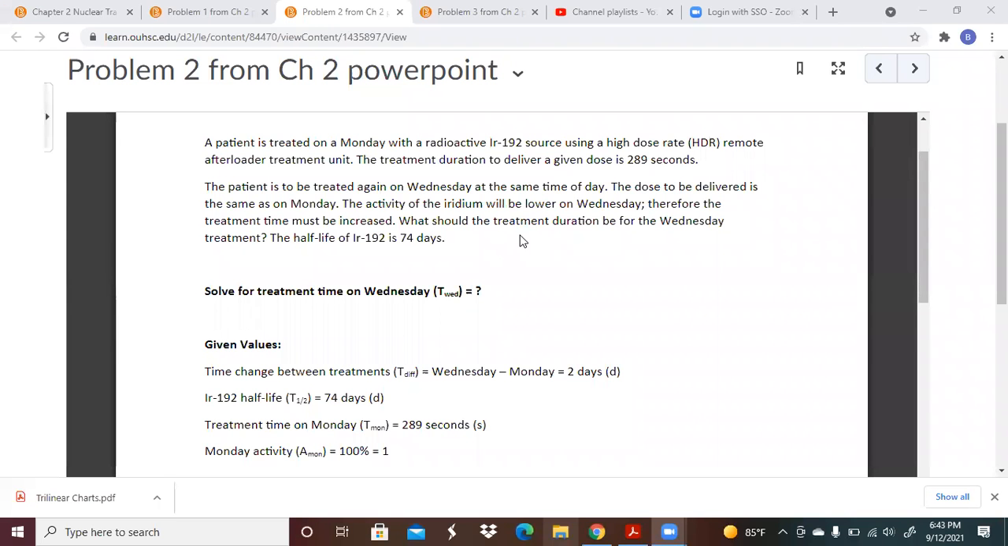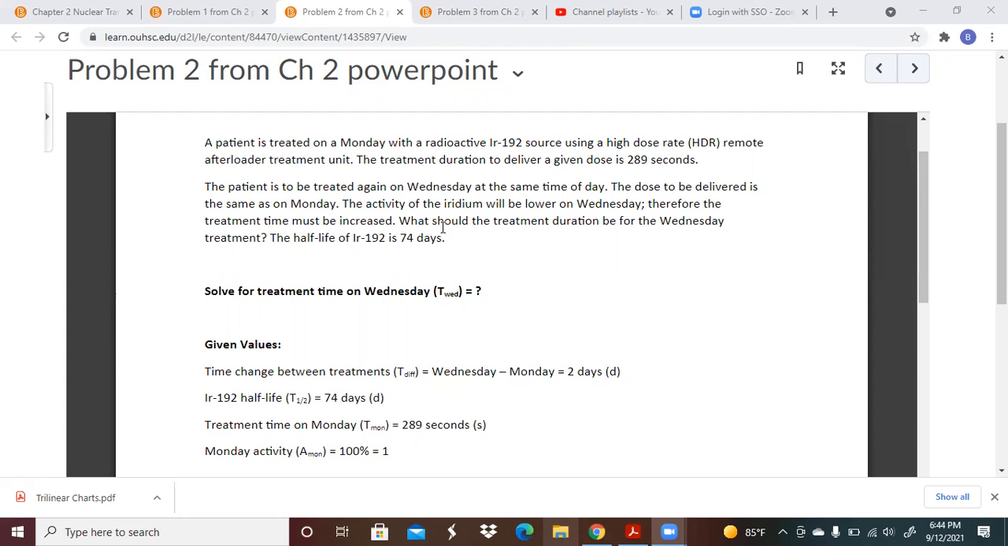Okay. A patient is treated on a Monday with a radioactive iridium-192 source using the high dose rate remote afterloader treatment unit. The treatment duration to deliver a given dose is 289 seconds. The patient is to be treated again on Wednesday at the same time of day. The dose to be delivered is the same as on Monday. The activity of the iridium will be lower on Wednesday, therefore the treatment time must be increased. What should the treatment duration be for the Wednesday treatment?